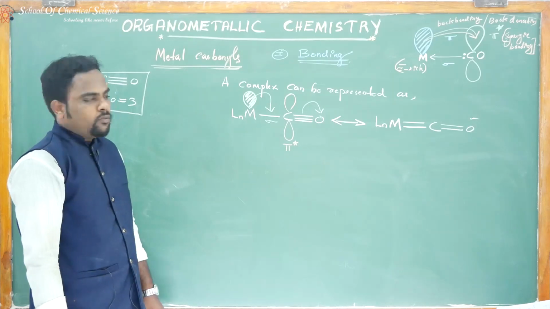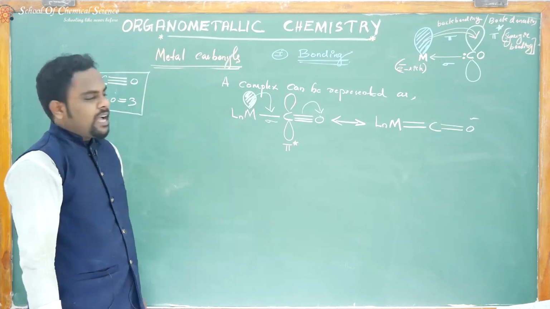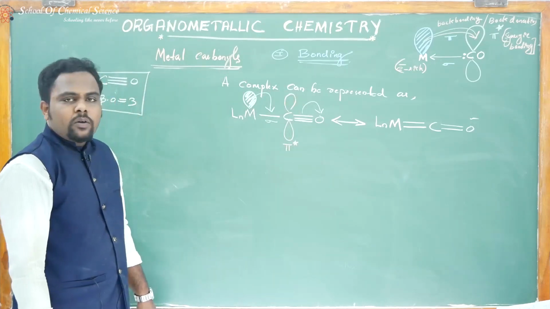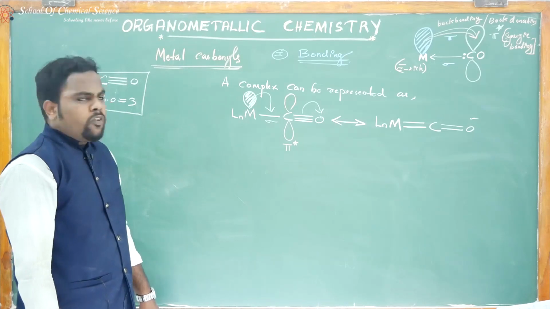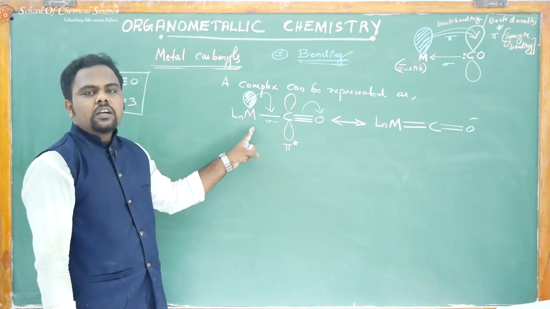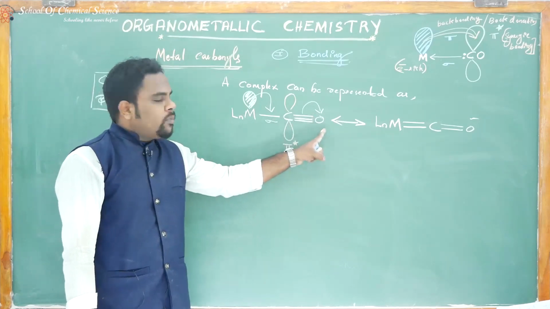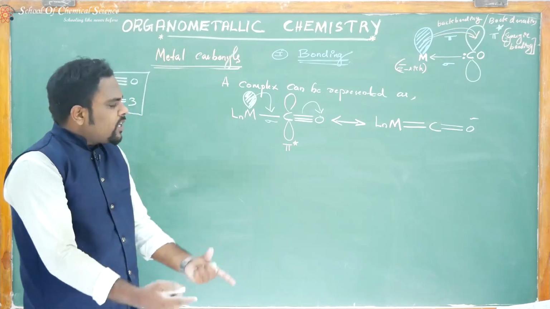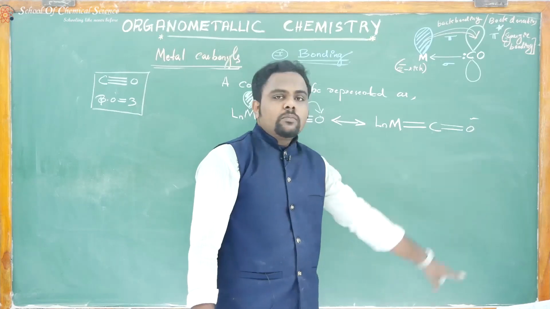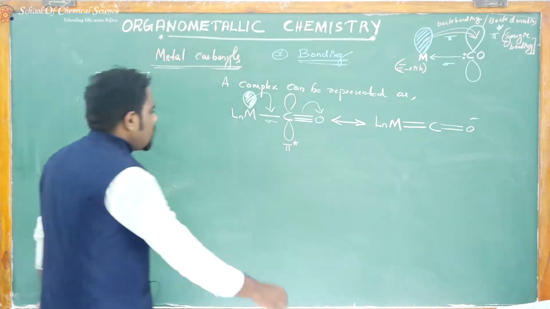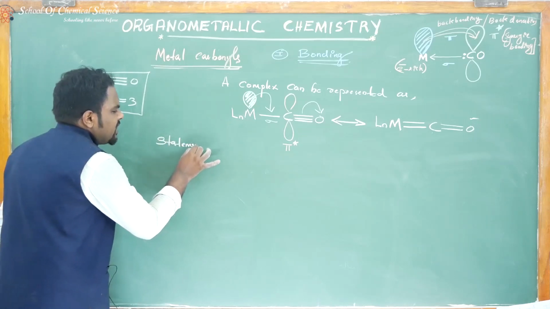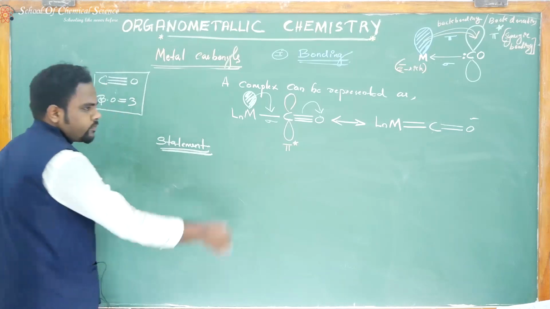Then what can you understand? This is back bonding. Metal electron density will be donated to the vacant pi star orbital of carbon. Before back bonding, the metal carbon bond is a single bond and the carbon oxygen bond is a triple bond. After back bonding, the metal carbon bond becomes a double bond and the carbon oxygen bond becomes a double bond. So write a statement. This statement is very important.